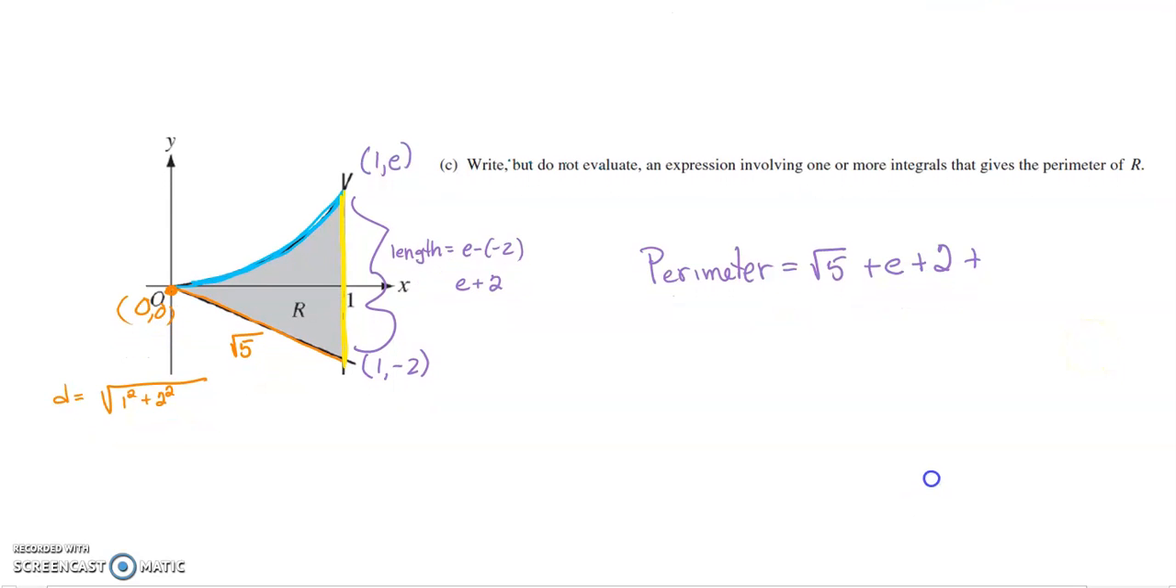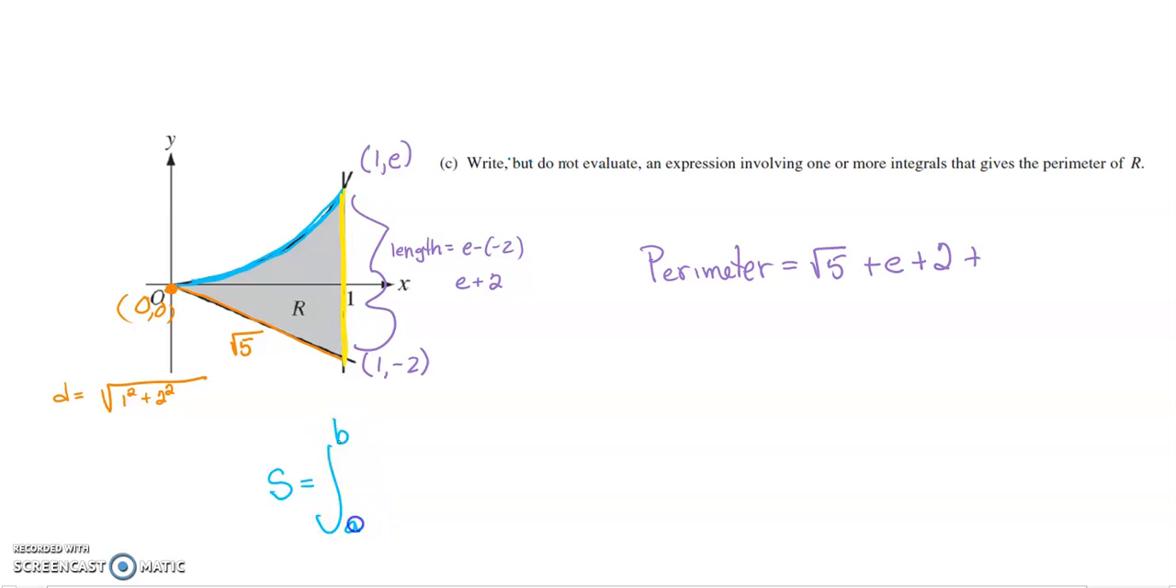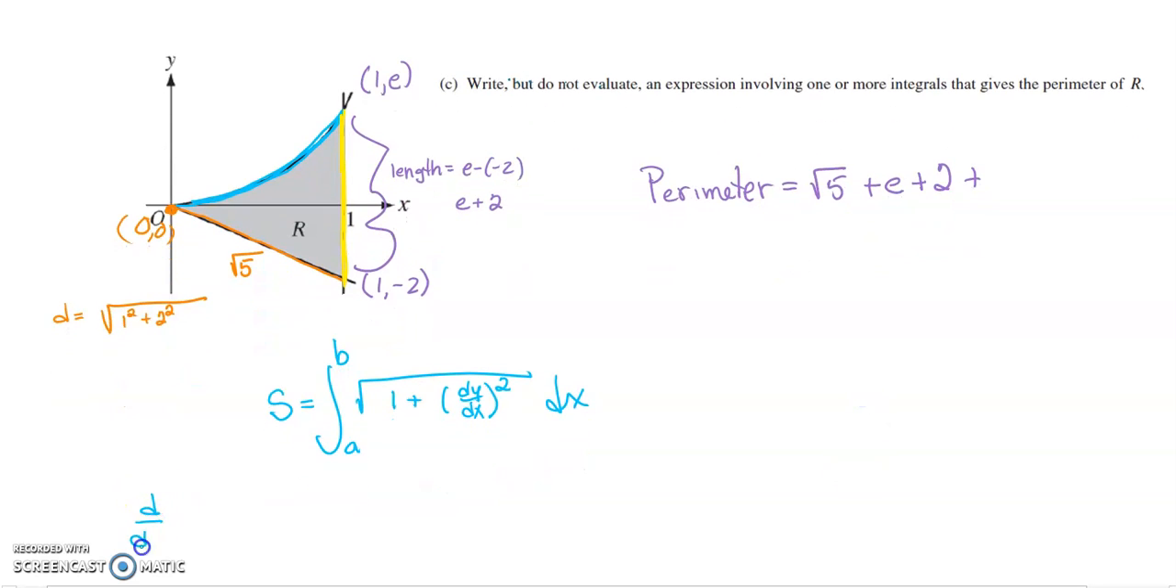So we need to figure out the length of the blue, and I'm going to refresh your memory. The length of that blue, in general, is going to come from this integral. We should know our bounds: they are from 0 to 1. But it's that dy/dx that we need to find. So what we are looking to find is the derivative of x e to the x squared. Please pause the video and see if you can find that derivative on your own.